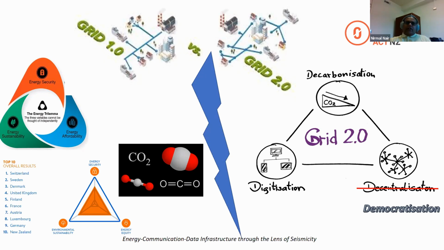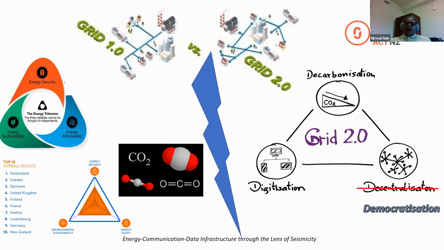Now, this particular electricity infrastructure, which we shall call Grid 1.0, has been in operation since about 1882. That's when grid electricity was introduced. So it's about 139 years old, and it's primarily based on carbon, and the benchmarks for its quality of supply have been encapsulated in what is called the trilemma, which is energy security, energy sustainability, and energy affordability. So benchmarks have been done.